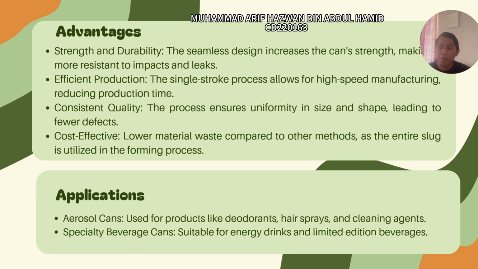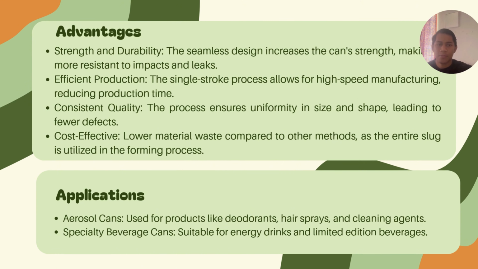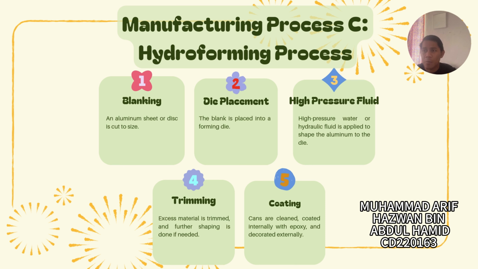So as you can see, impact extrusion is not only efficient and cost effective, but also creates products that are widely used in everyday life. Okay, now I will be explaining the hydroforming process, which is used to create intricate shapes and custom designs from aluminum. Unlike the impact extrusion process, this method is not typically used for standard beverage cans, but is perfect for more complex designs.